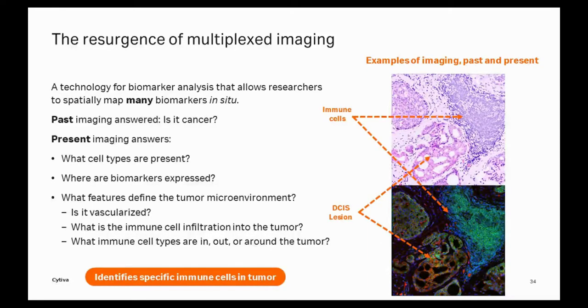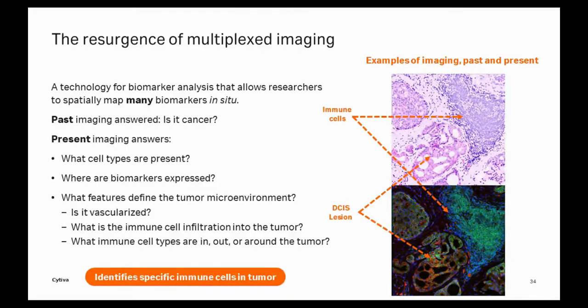The present imaging, as you see in the traditional H&E, in this case a virtual H&E, as Fiona described, gives us some very rough information. First and most important, is this tissue cancerous or not? It gives us some information about the types and number of cells in the tumor and around the tumor.